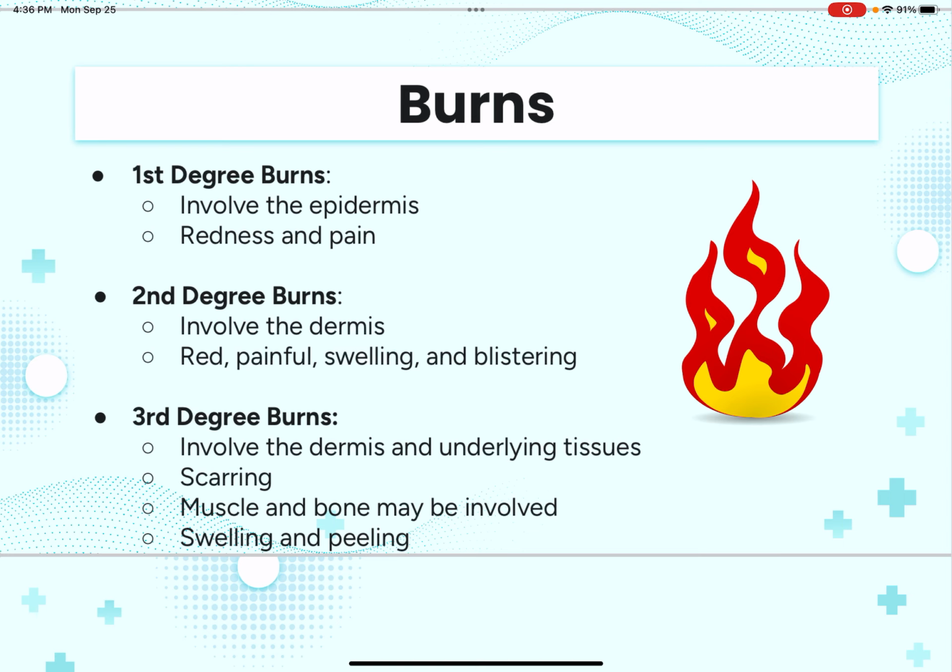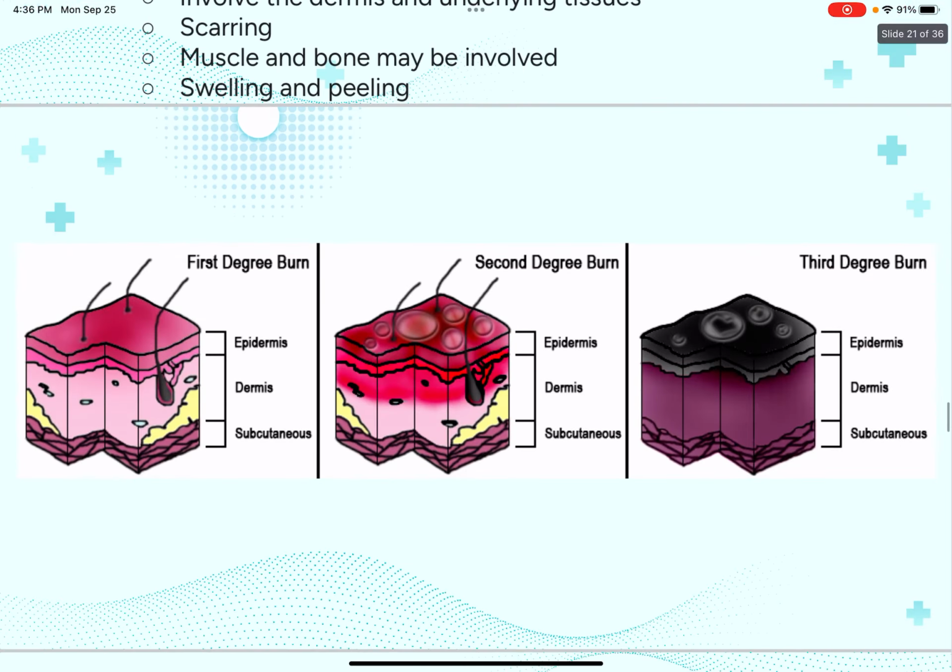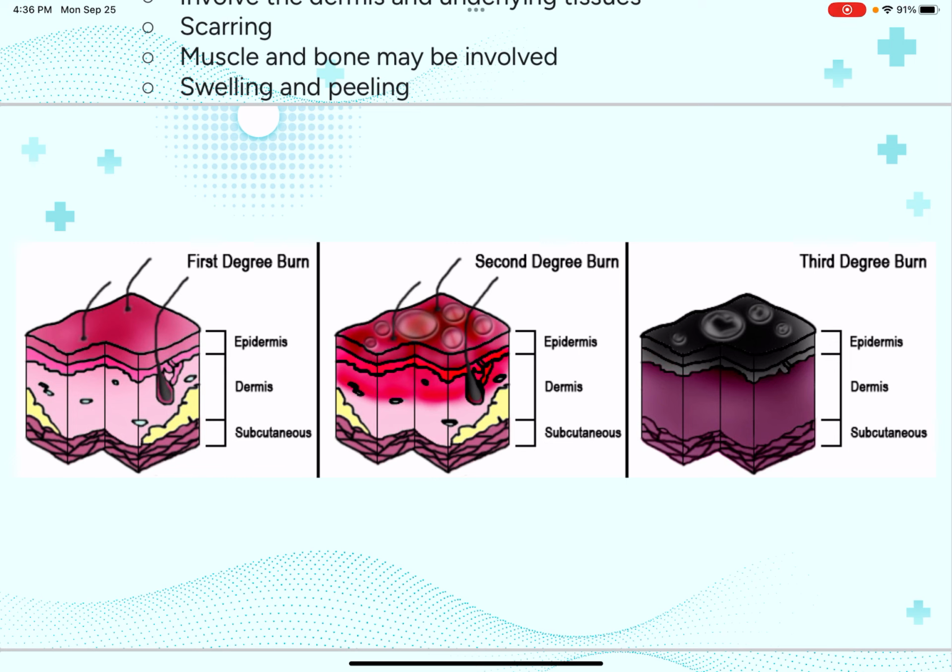With third-degree burns, the nerve endings are damaged, which results in the patient not feeling a lot of pain in the area of the burn itself. Instead, pain will be felt in adjacent areas. This slide shows a picture of the layers of skin affected by the first, second, and third-degree burns.